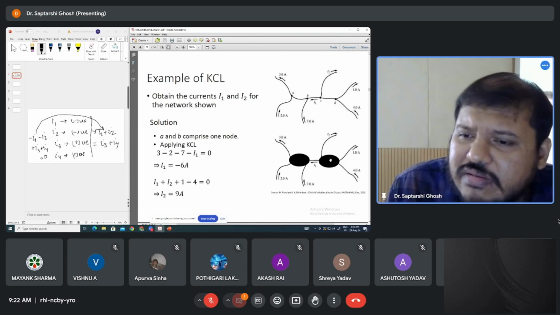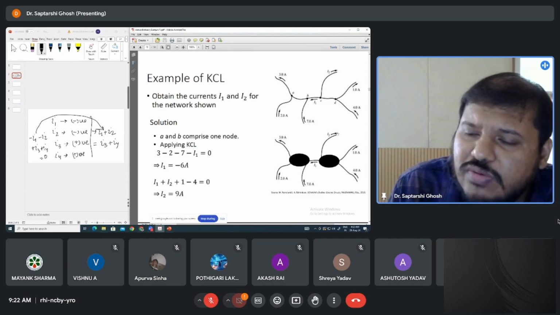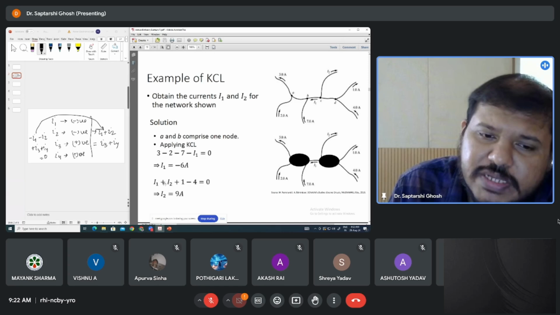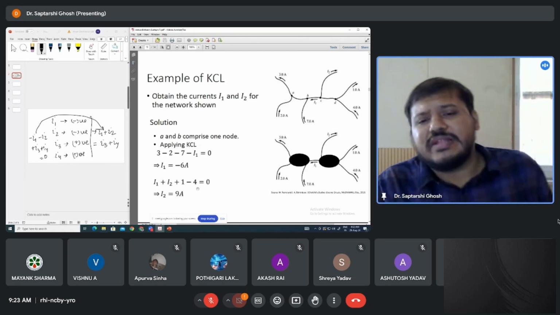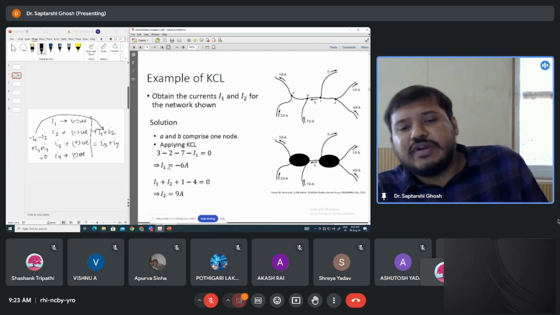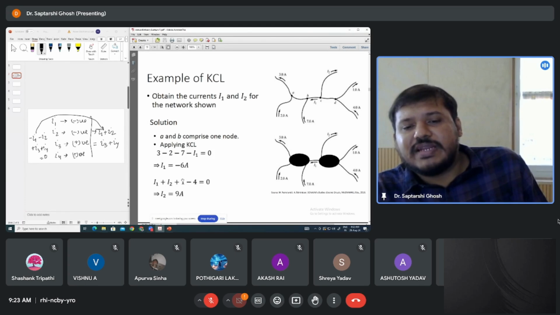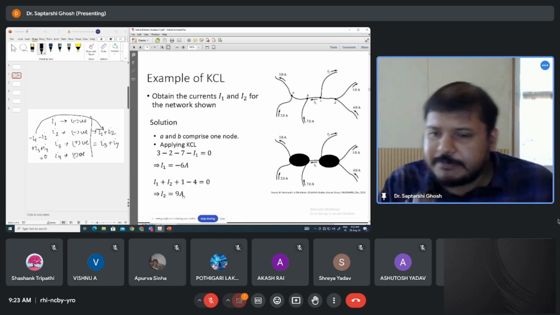Similarly, here, when you apply KCL, Kirchhoff's current law in this node, what you can see, I2 is flowing out. So plus I2. I1 is flowing out. So plus I1. 1 ampere current is flowing out, that means plus 1. And 4 ampere current is going in, so minus 4. And the net sum will be equal to 0. So I1 we have already found, minus 6. So minus 6 minus 4 is minus 10 and plus 1 is minus 9. So I2 is positive here. Minus 9 you are taking on the other side. So I2 will be equal to 9 ampere.